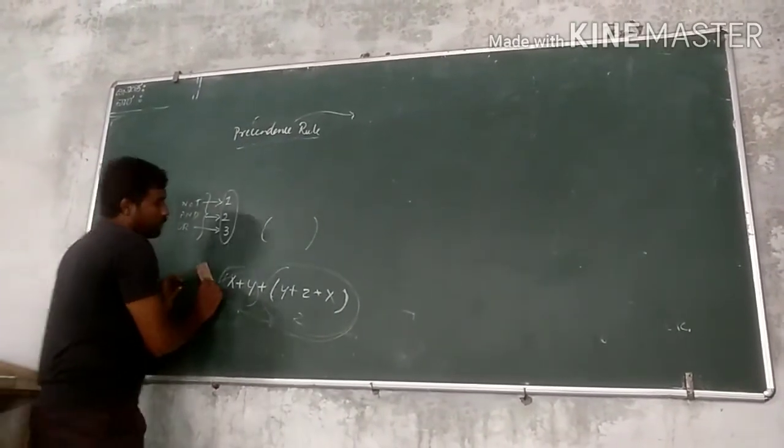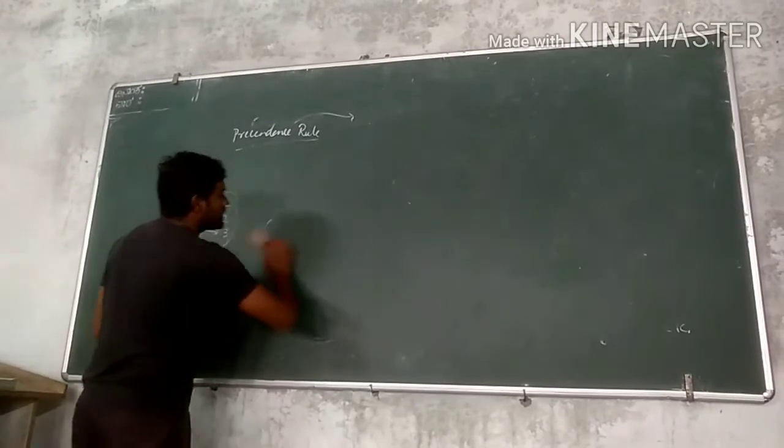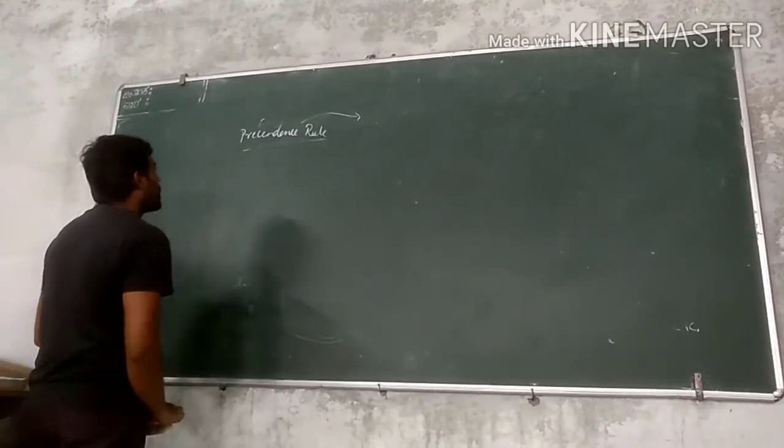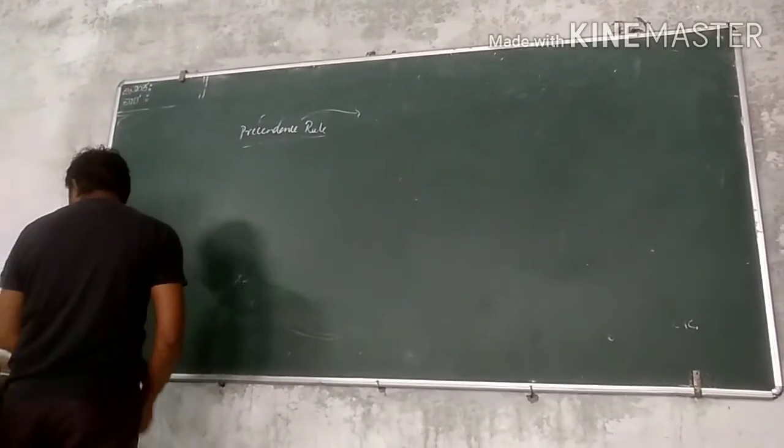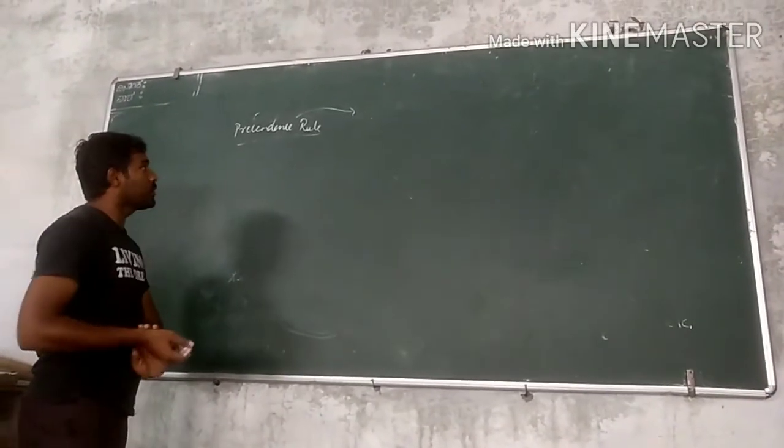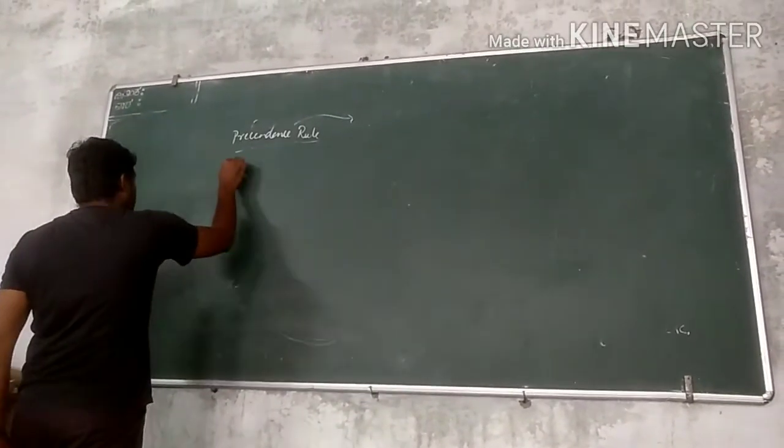Let us go through the expressions one by one. By taking the Boolean expressions, we are going to evaluate them according to the precedence rule. Precedence rules means priority rules. Let us go for an example.